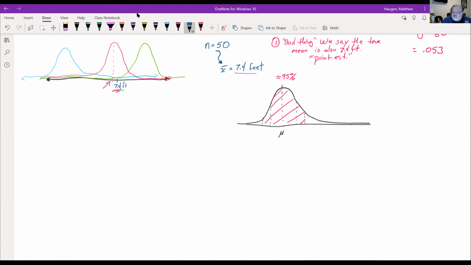So if we take a random sample, there's a 95% chance that that random sample is in this range, two standard deviations from the mean. The trouble is, we don't know where that true mean is. What do we know? We know where that 7.4 X bar is. Now here's the logic. If this X bar has a 95% chance of being within two standard errors of the mean, then the mean should have a 95% chance of being within two standard errors of our sample.